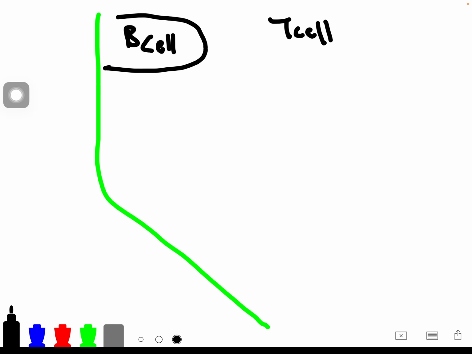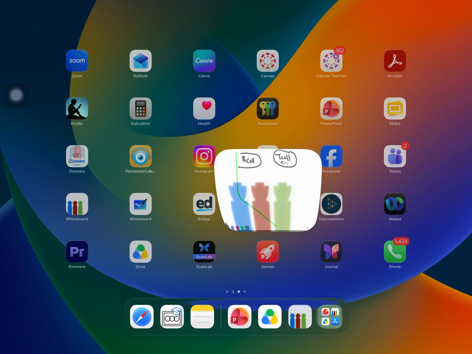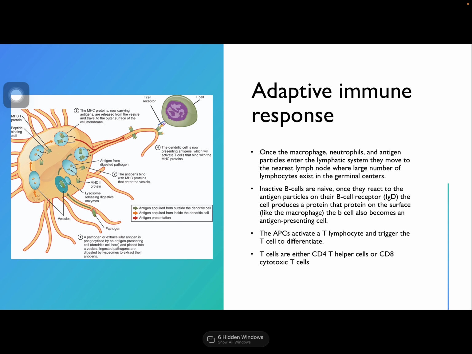I have a B cell, and then I have T cells, or specifically a CD4 cell. That CD4 cell plays a very important role here. So let's go back to our PowerPoint slides. If we look at this drawing, you can see the CD4 cell, and then you can see the MHC particle presented on the surface of this very large cell here.